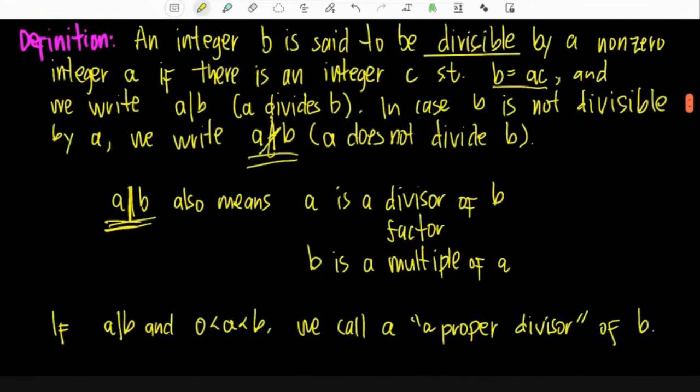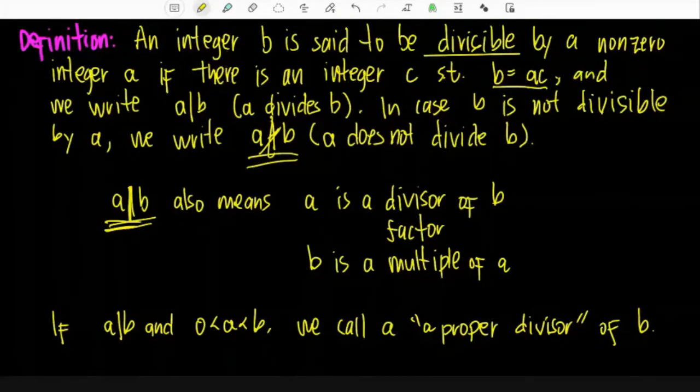Now, if A divides B and A is strictly less than B, of course, A is never equal to 0, then we call A proper divisor. Kasi alam naman natin na any number divides itself. So, in our definition, pagka yung pareho, yung A and B equal, hindi proper yung A. So, a proper divisor is a divisor that is strictly less than B.